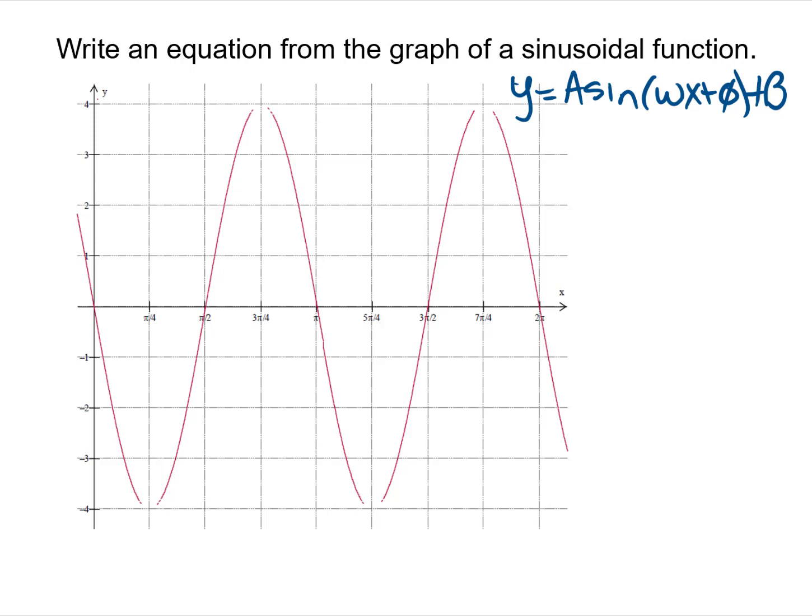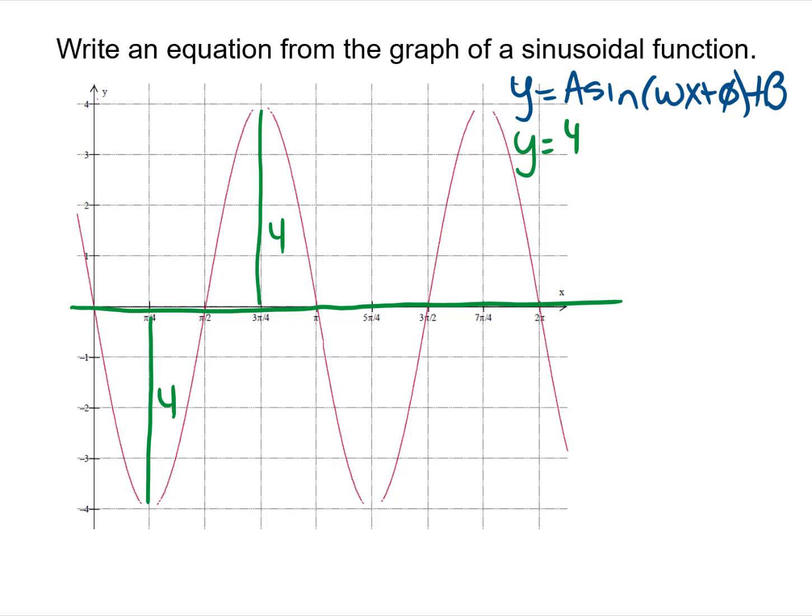All right, so the first thing we want to do is figure out where the baseline is. So I'm going to make a line that goes through the middle of the graph that it oscillates about. We see that it's 4 above or 4 below the baseline. So we know the amplitude is 4, and we know there is nothing added on the end because it's right along the x-axis.